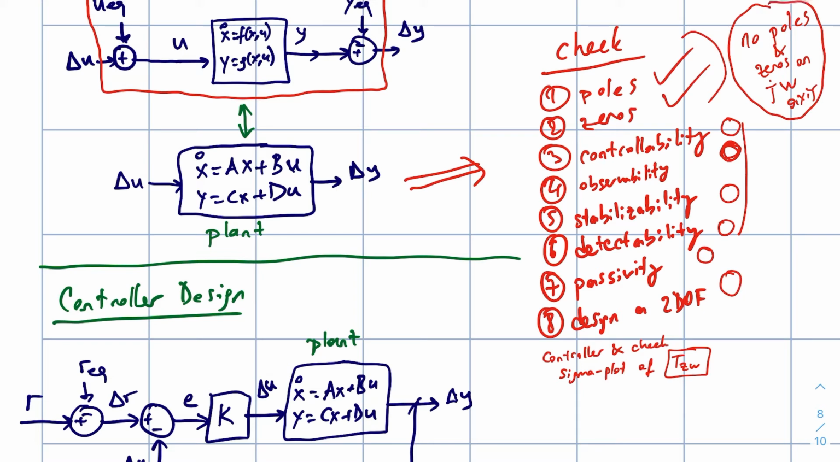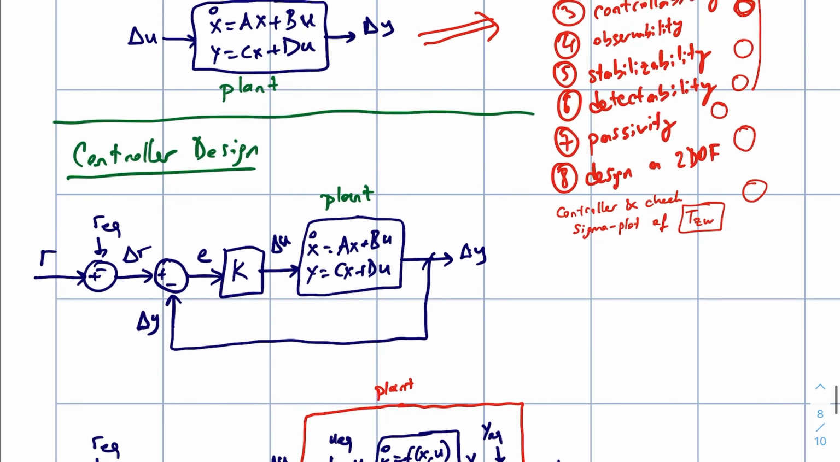Again, you'll like to design some type of controller. I just wrote 2 degrees of freedom, but you like to design it and check the TZW dynamical system's sigma plot. And by looking at those, you like to get some information about the original system you have. And this is, again, the controller design aspect.